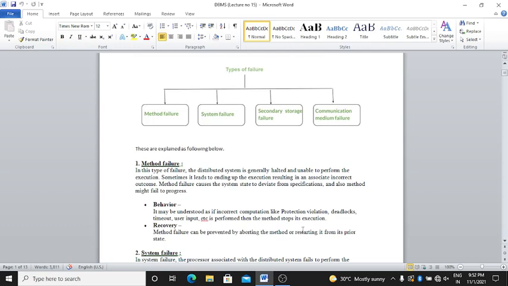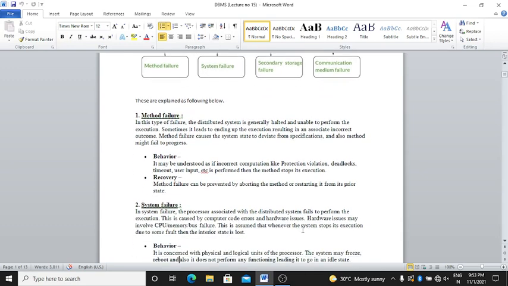First failure is method failure. In this type of failure, the distributed system is generally halted and unable to perform the execution. Sometimes it leads to ending of the execution, resulting in an incorrect outcome. Method failure causes the system state to diverge from specifications, and the method might fail to progress.